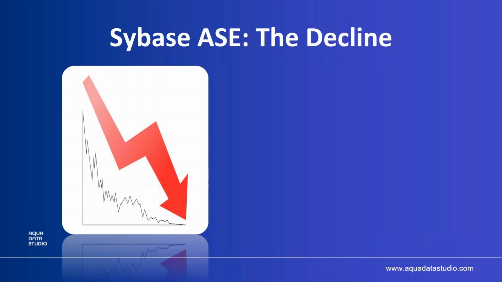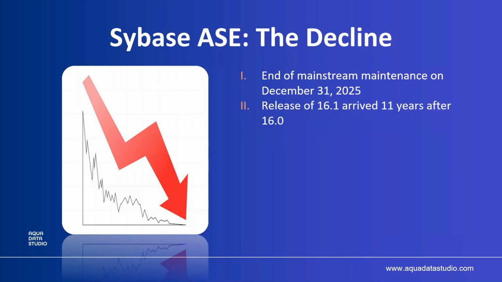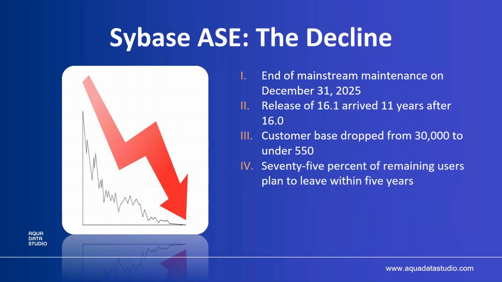But over time, the signs of decline became hard to ignore. Release cycles slowed dramatically. 11 years passed between version 16.0 and 16.1. That's unheard of in modern database life cycles. The customer base shrank to under 550 organizations worldwide, and surveys show that most of the remaining customers plan to leave the platform within the next few years.